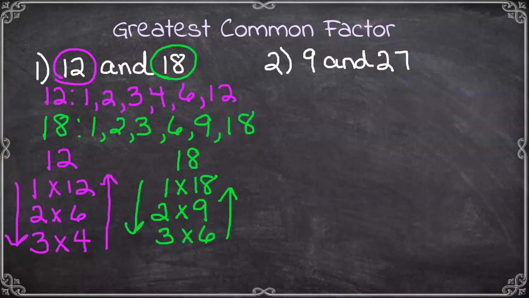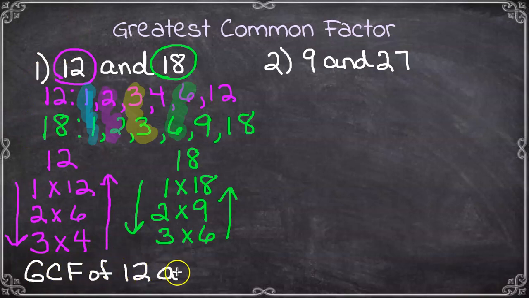Now I want to look for the largest factor that they have in common. They have 1 in common. They have 2 in common. They have 3 in common, and they have 6 in common. Those are the common factors between 12 and 18. So the largest one is 6. That means the greatest common factor, or GCF, of 12 and 18 is 6.